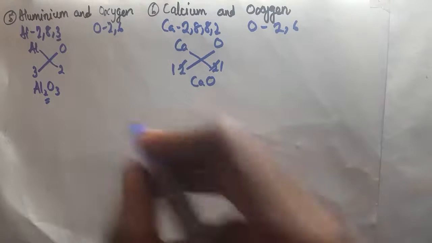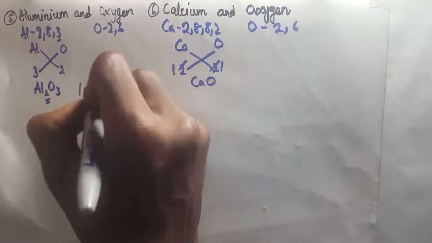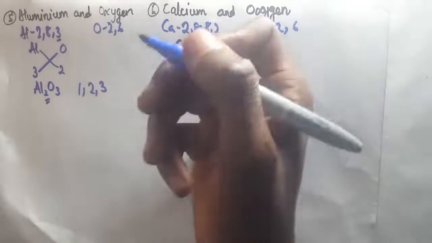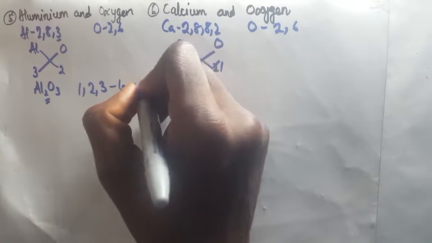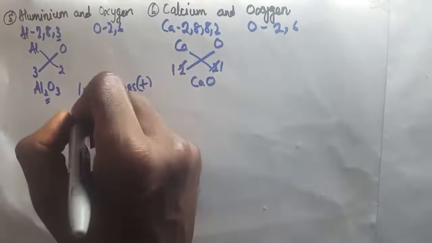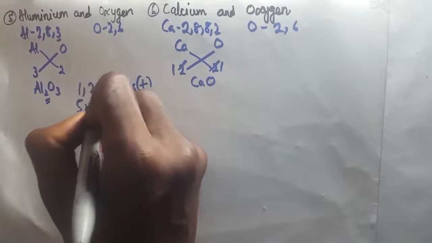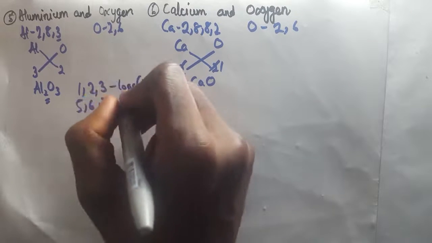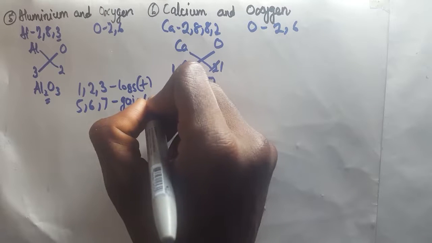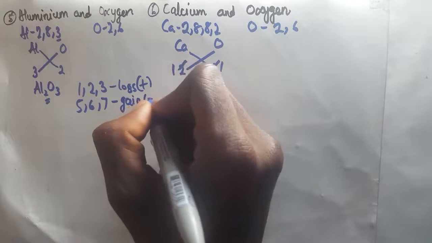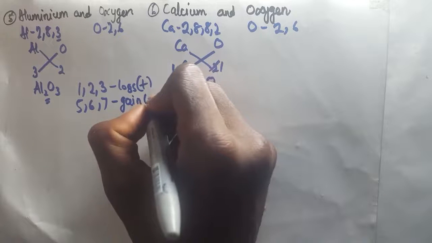So just a quick recap. We said that when an element has 1, 2, or 3 electrons on the outermost shell, it's going to lose to form a cation, so positive charge. And when an element has 5, 6, or 7 electrons on the outermost shell, it's going to gain to add up to 8. So since it's going to gain to add up to 8, we're going to call it minus.